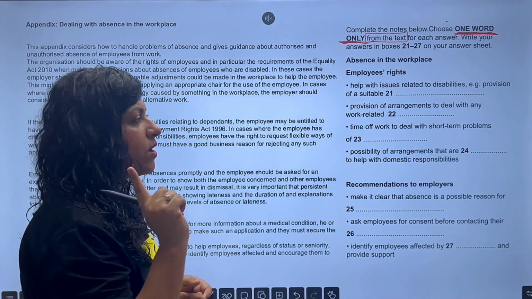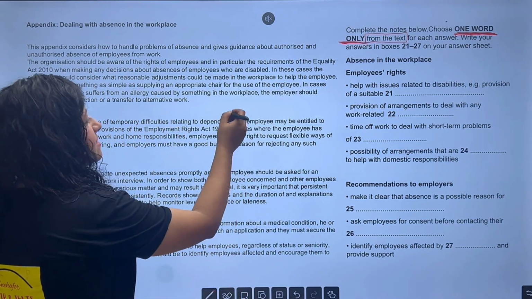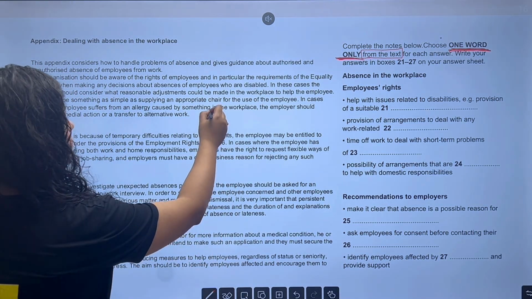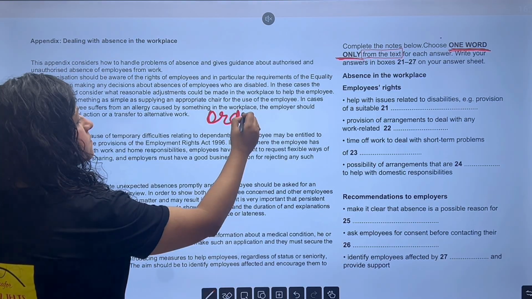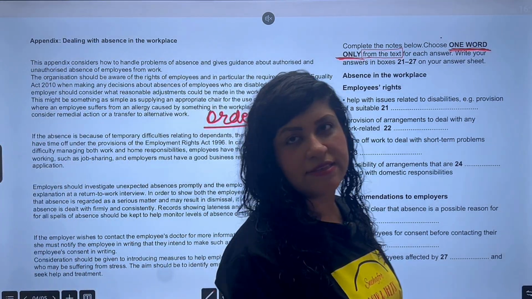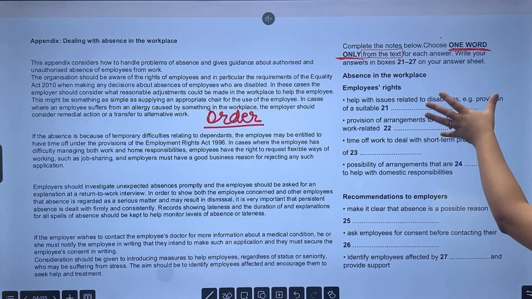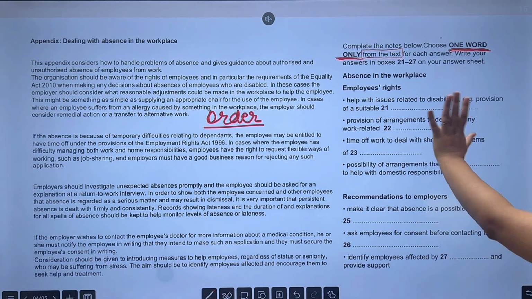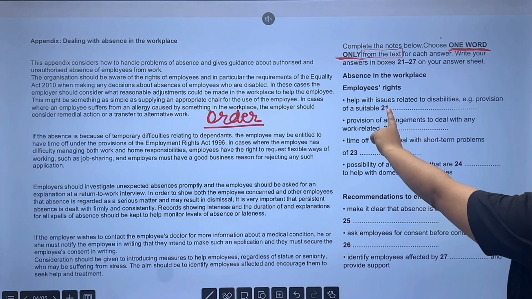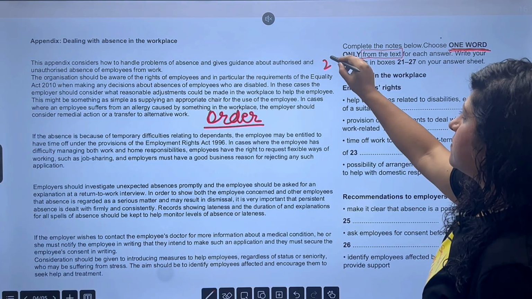Now, over here, if you people have watched my previous video about true, false, not given, we discussed one concept, one kind of a hack that's there, and that hack is order. Now what happens is, the order of the text and the order of the questions here, those two orders are the same. That means the information related to question number 21 would appear first.